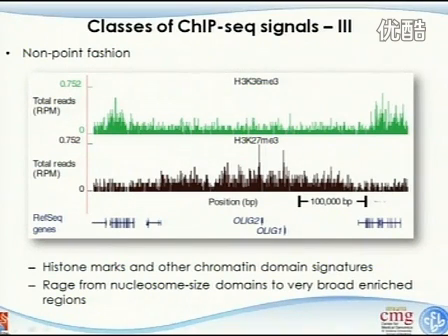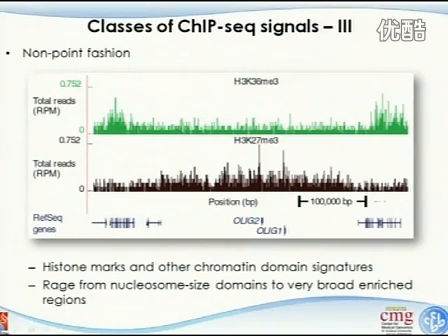Okay, so this is not transcription factor, not RNA polymerase, but somehow this is enriched across a broader range of regions. Histone markers and other chromatin domain signatures range from nucleosome size domains to very broad enriched signals. So you can see this part of enriched signals is across several genes, and it's probably tens of thousands of megabase.